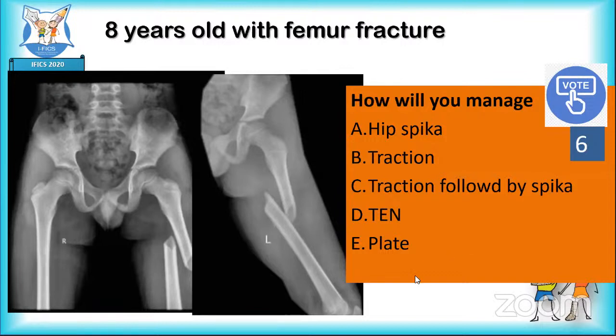Ashok, can we have the poll? Yeah. So 10 seconds to go.